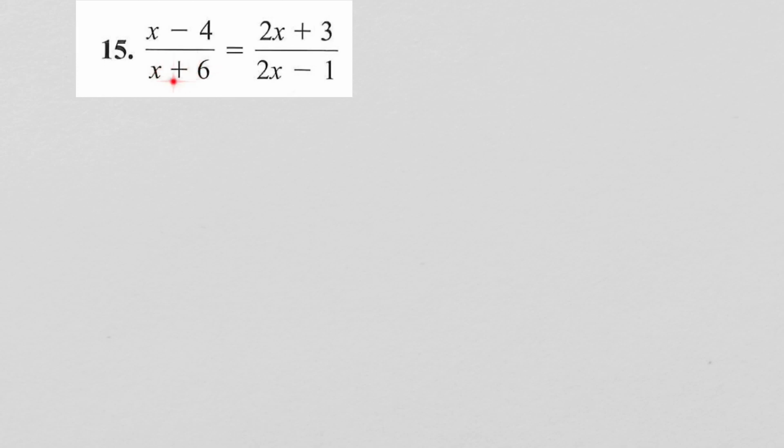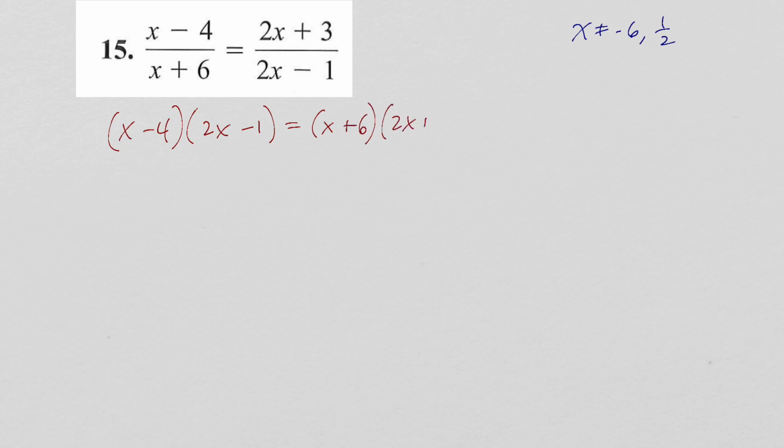Okay, here, this tells me that x cannot be equal to negative 6. And this tells me that x cannot be equal to positive 1 over 2. Now, whenever you have a single fraction equal to another single fraction, you can always cross multiply. So in other words, I'm going to have x minus 4 times 2x minus 1 is equal to x plus 6 times 2x plus 3. And I'm going to FOIL on each side.